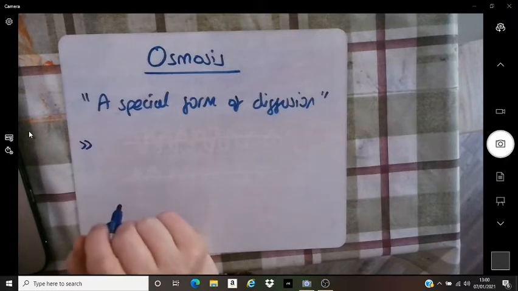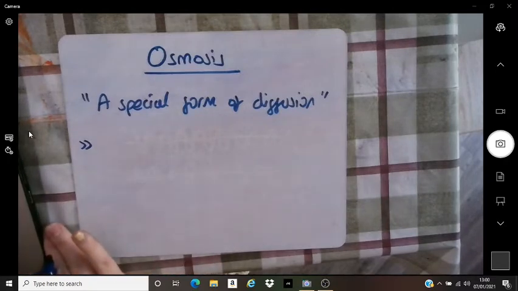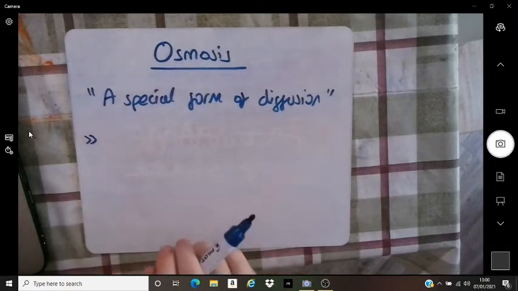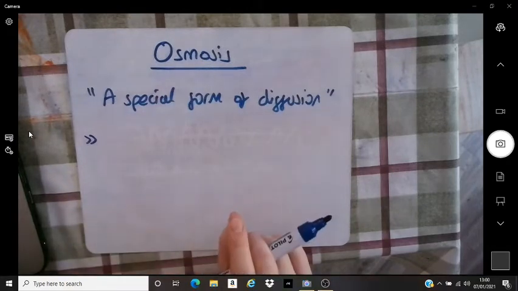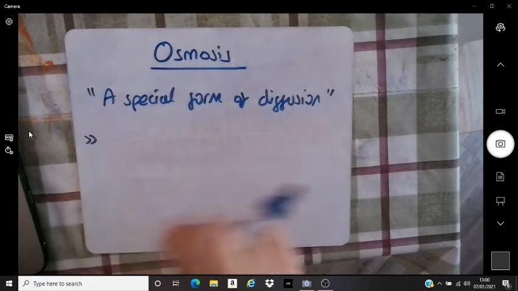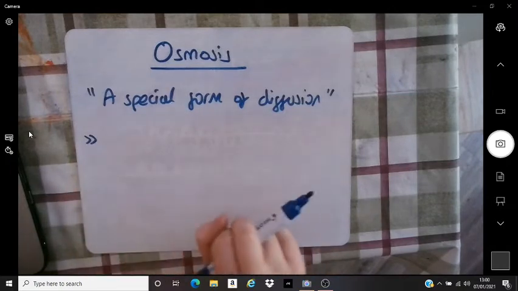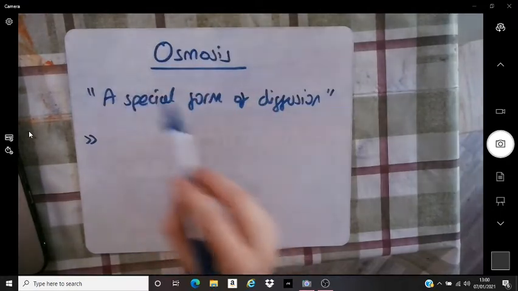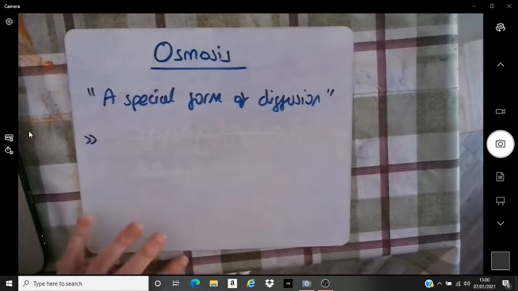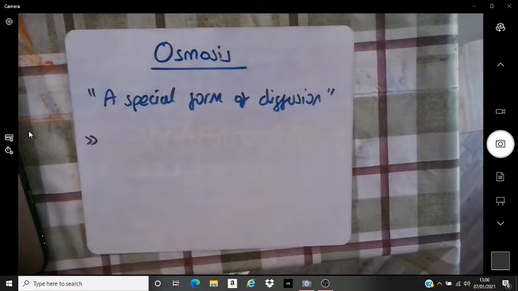But it is only of water molecules. Water is the only thing that does osmosis, nothing else. So if your question does not involve water, it is not osmosis. If your question is water movement, it has to be osmosis. And the definition is always the same, and the definition is how you go about explaining observations.